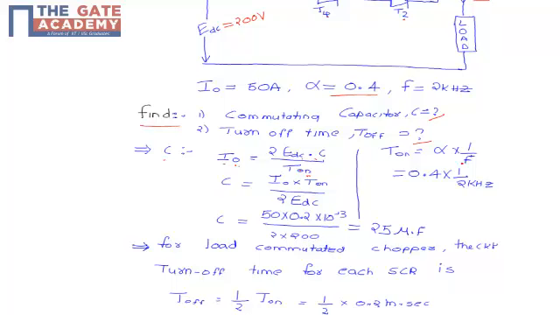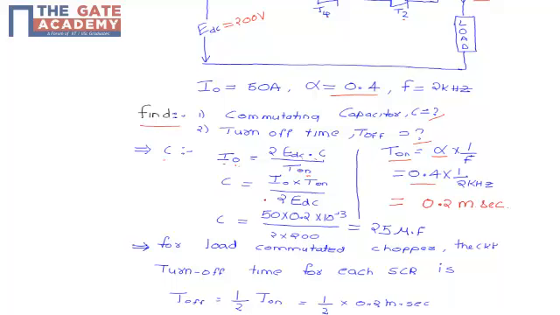The formula to calculate T on is equal to alpha into 1 by f. The alpha value, duty cycle, is given as 0.4, into the frequency of 2 kilohertz. So we will get the value of 0.2 millisecond. The value of T on we substitute in the capacitor.